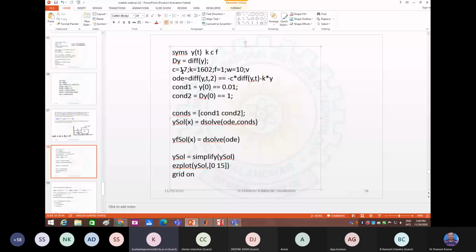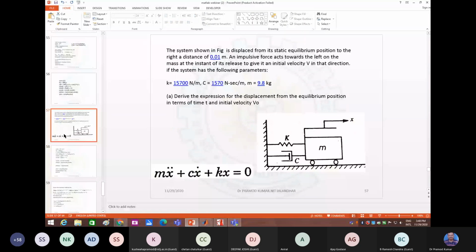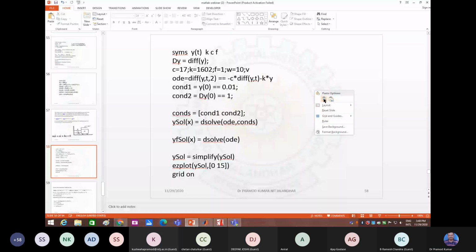And then it has been written as the ODE, the double differentiation, d2y/dt2, which means d square y by dt square, and is equal to minus c dy/dt minus ky. This expression we had written here. This expression we write in terms of a Matlab program.